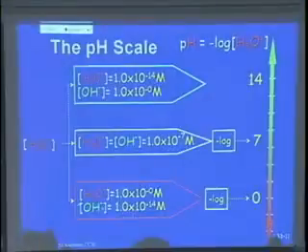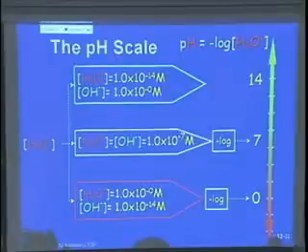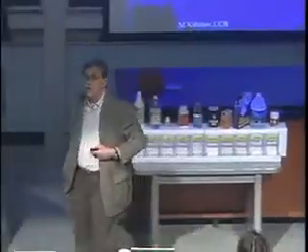What would be the pOH? pH plus pOH has to be 14 always at 25 degrees. So what would be the pOH? 14, exactly. So now we come to here. What's the pH of this thing here? That's 14. What's the pOH? 0, exactly.